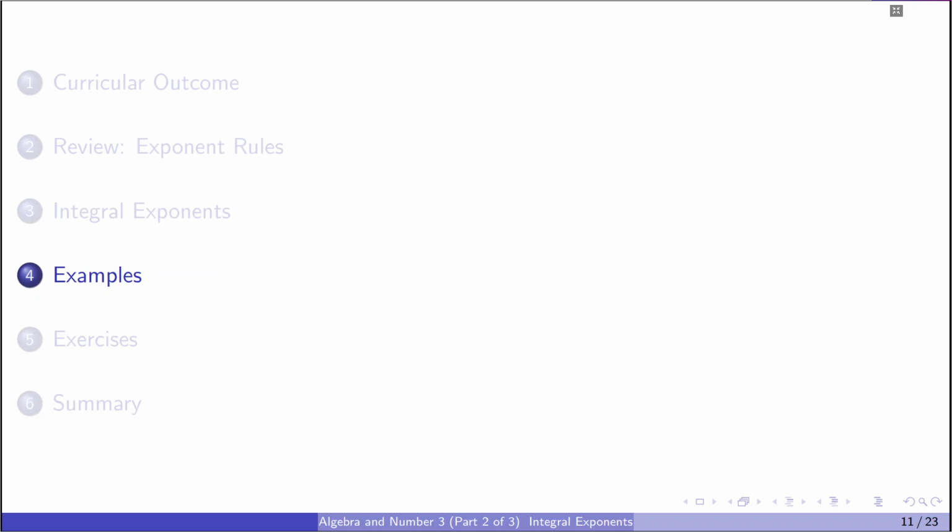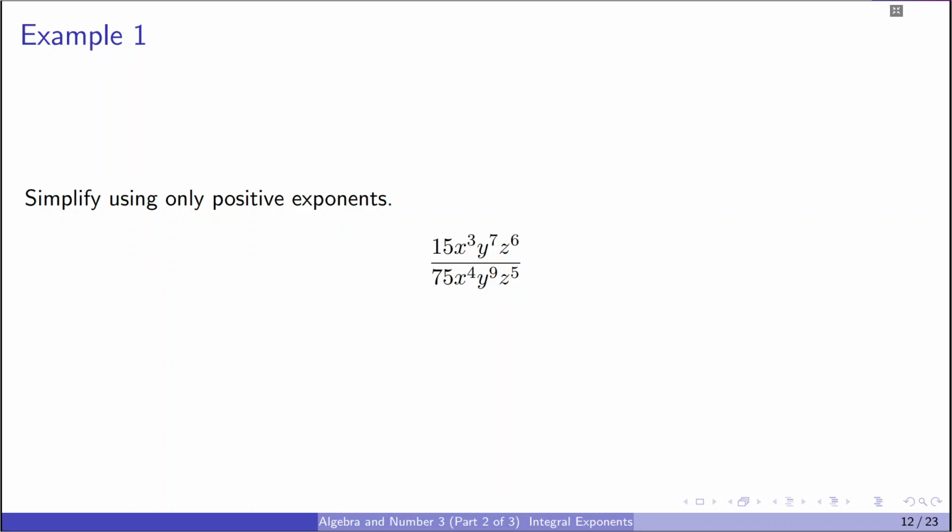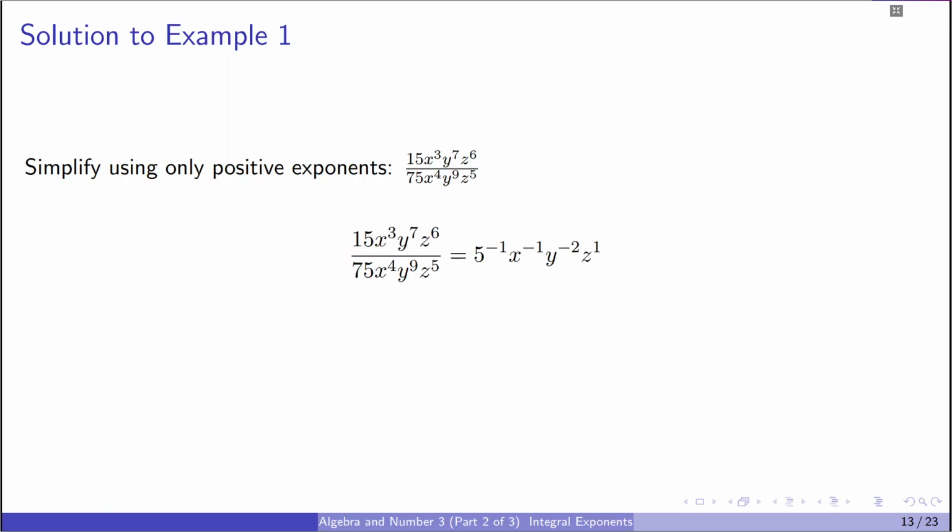Let's work with some examples with these. If we simplify using only positive exponents, that means if the greater exponent is in the denominator, that's where the variable stays. So in this case, that 15 over 75 becomes 1 over 5, hence the negative 1 exponent. 3 minus 4 is negative 1, 7 minus 9 is negative 2, and 6 minus 5 is 1. So all these negative exponents have to flip to the other part of the fraction. In this case, that goes from the numerator to the denominator. If we had a negative in the denominator, it would come up to the numerator.